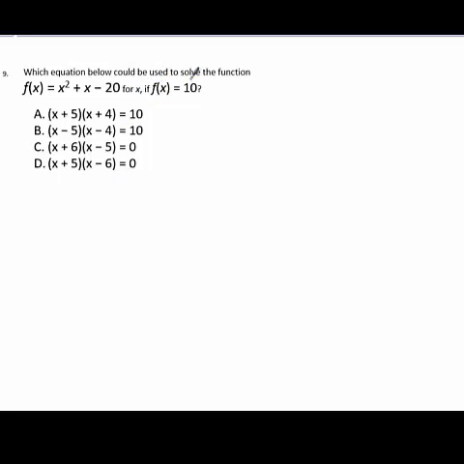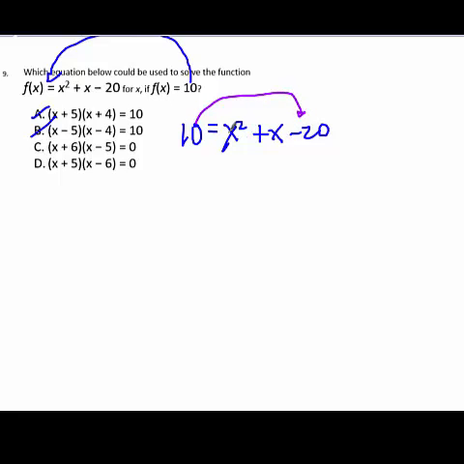Alright, if f of x is equal to 10, okay, so what does that mean? That means I'm putting 10 in place of f of x. So I have this problem, 10 equals x squared plus x minus 20, and we actually want to factor that out. So don't get distracted and keep the 10s over there. A and B is definitely wrong, because what do we know we have to do? We know we have to move the 10 over and set it equal to 0 in order to factor out.